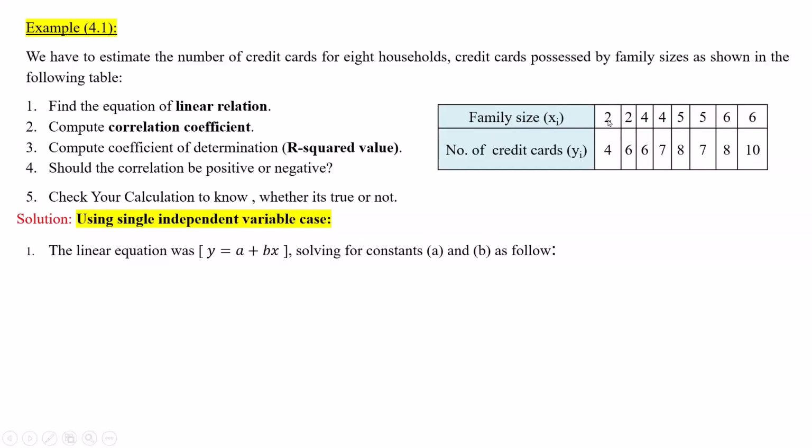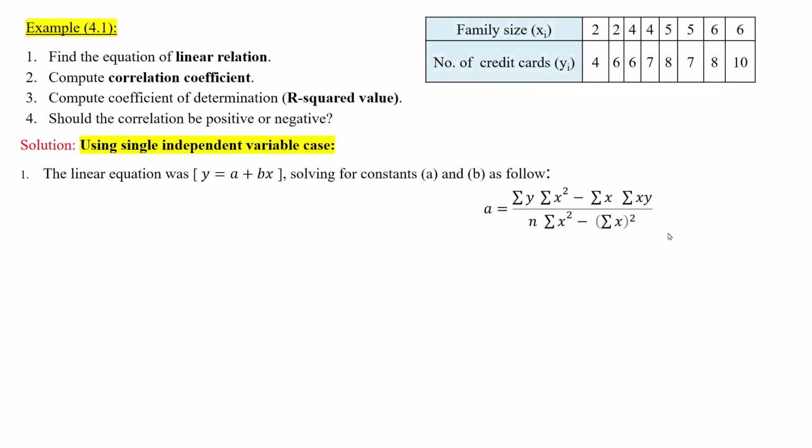We have this data. Family size: a family with 2 members has 4 credit cards. Another family with two members has six. Four members has six credit cards. Four has seven, five has eight, five has seven, six has eight, six has 10. Let's create a linear relationship between family size and number of credit cards. We use this linear equation y equals a plus bx, solving for constants a and b as the following. That's the equation of a, and this one is the equation for b.